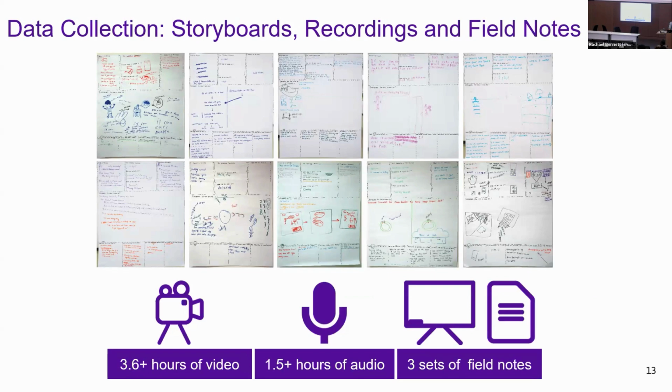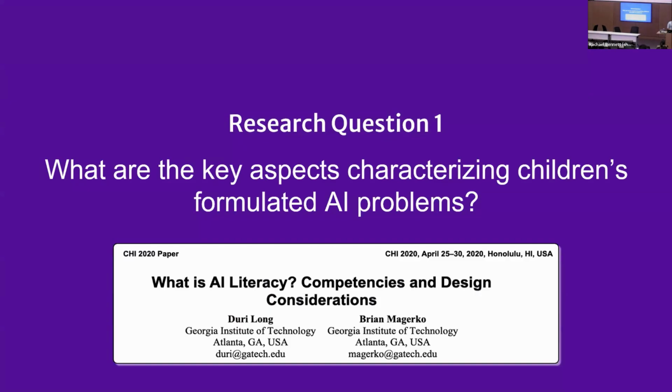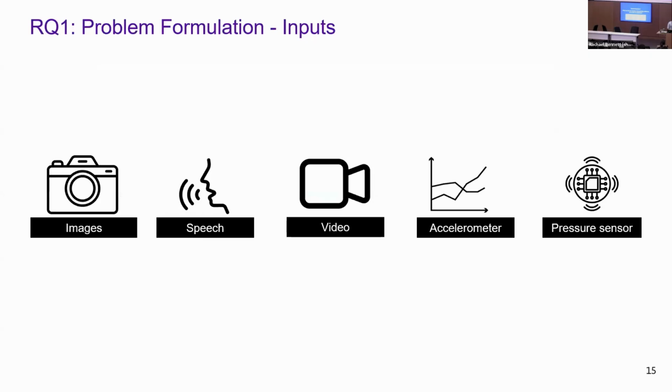Today, I will only provide an overview of our findings. We first analyzed this data for evidence that our activity can contribute to children's AI literacies. We identified the key aspects that characterize children's formulated AI problems. And we connected this work with that of Long and Magerko on AI literacy, which was published at CHI.